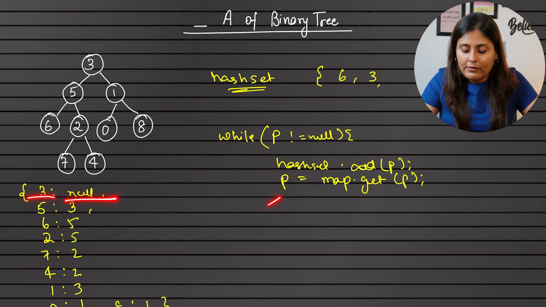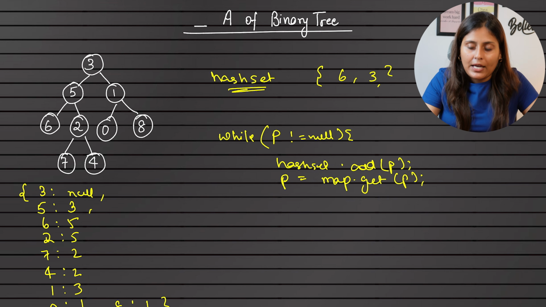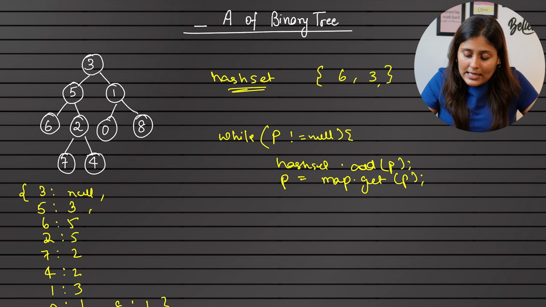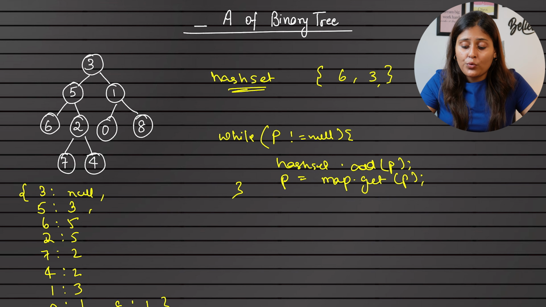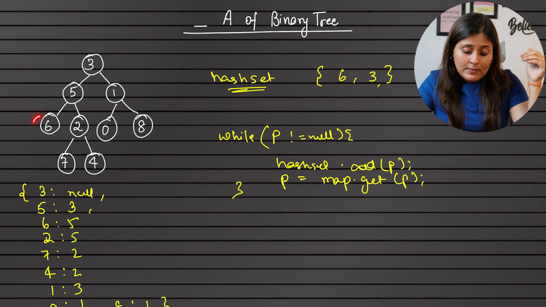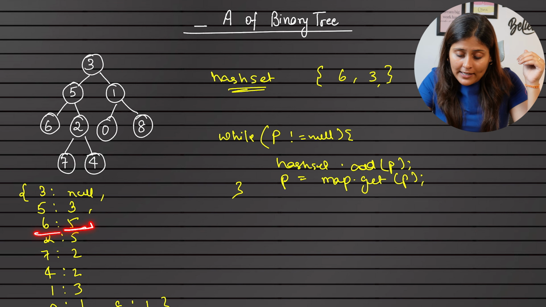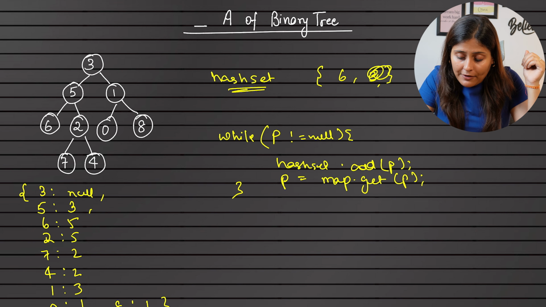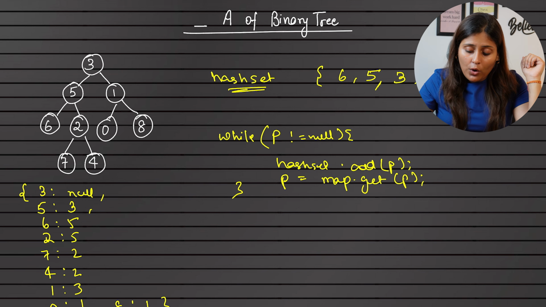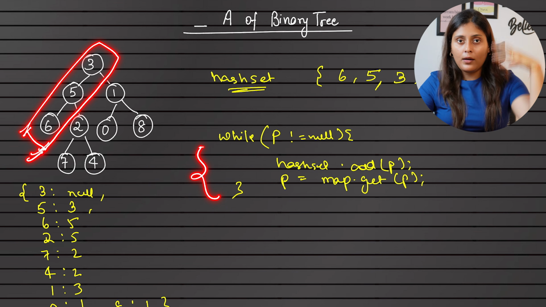So 3 is null. Again we'll check here, now P is null. So please come out. This is the set we have. This line of code has helped us fill all the ancestors from 6. Oh sorry, my bad. For 6 the parent was 5, right? We forgot to add 5. So after 6 the parent was 5 and then 3. This while loop has helped us fill all the ancestors from P to the head one.